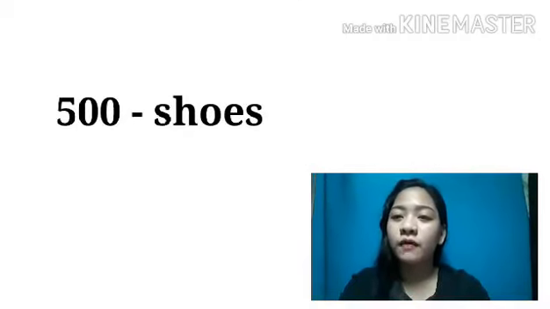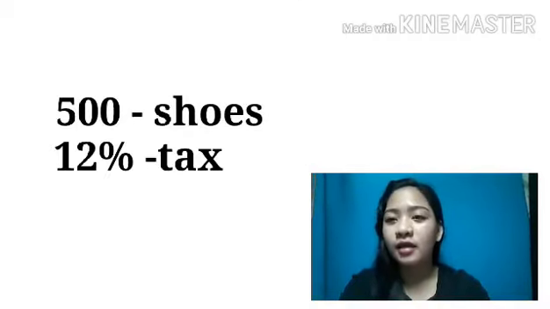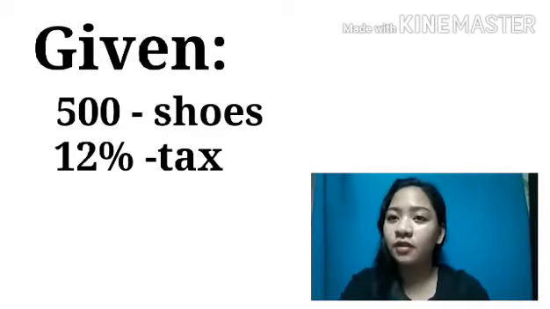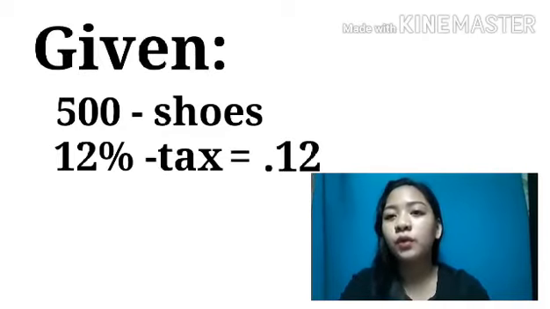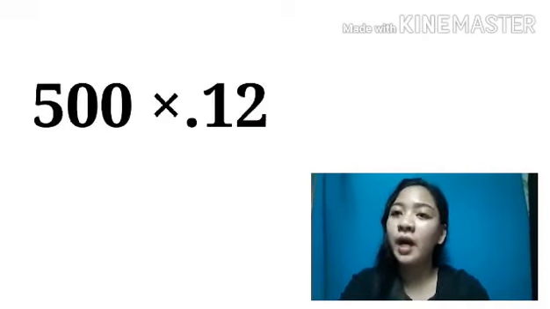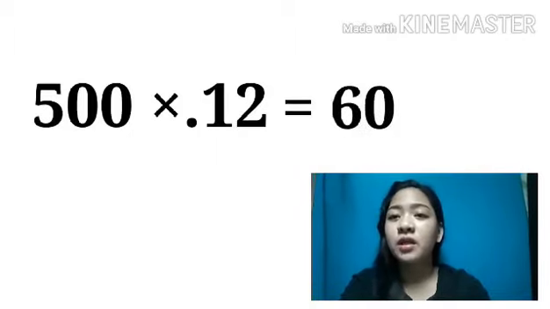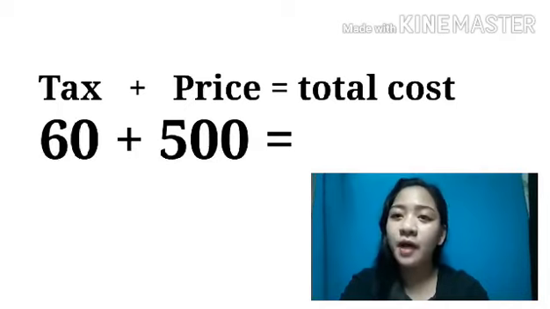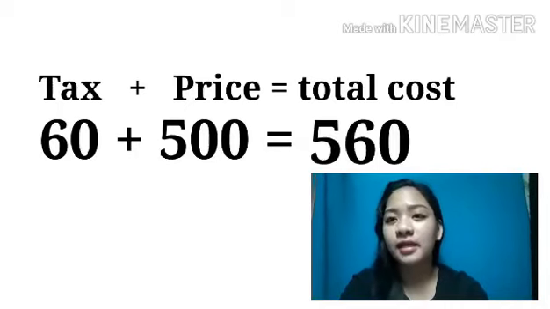So 500 and 12% is the given. 12% is equal to 0.12. So 500 times 0.12 equals to 60. 60 plus 500 equals 560. So the total cost of the shoes is 560.